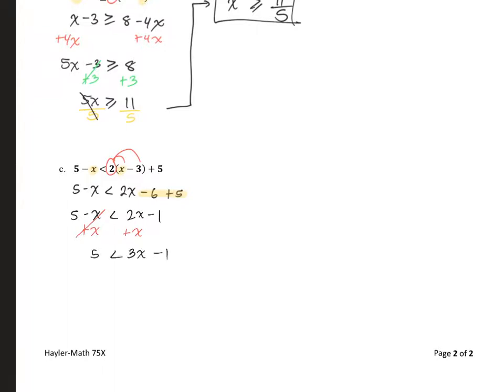All right, got to get rid of that minus 1 there. Let's go ahead and, wrong color pen. Add 1 to both sides. I get 6 is less than 3x. Okay, last step. We're going to need to divide by 3. Divide by 3. So we have 2 is less than x.